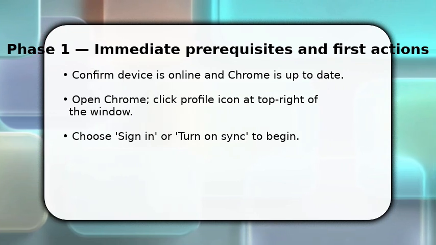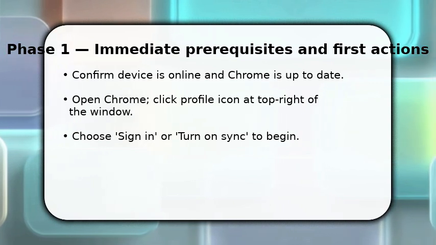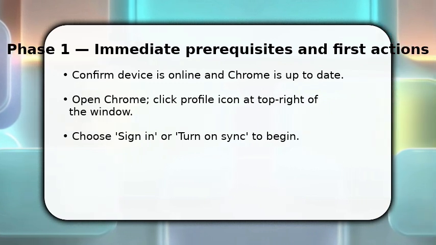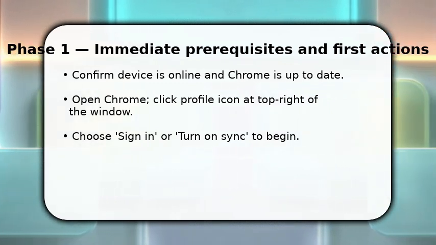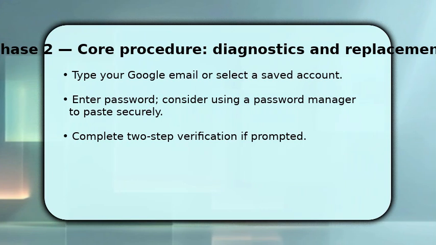The browser prompts the account chooser. If you already use other Google services, Chrome can prefill options, which speeds the process. Follow the on-screen prompt to enter an email or select an existing Google account. Next, you'll provide credentials. Type your Google email or pick a saved account from the list because selection avoids typos.